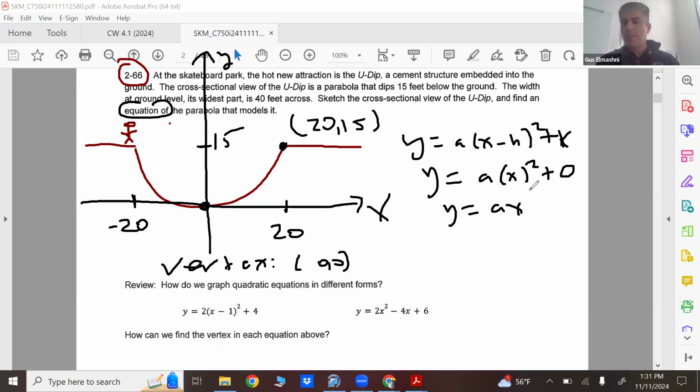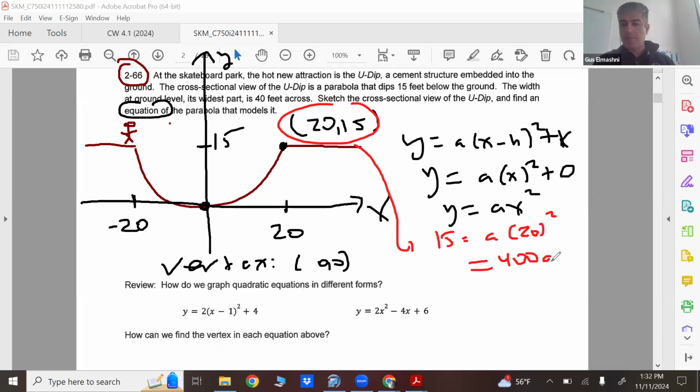Now, how do I solve for a? What would I do? You have to plug in another point on the graph. So 15 equals a times 20 squared, which I know is 400, by the way. 400a. And it's opening up, so it should be a positive a value. So pretty simple, right?